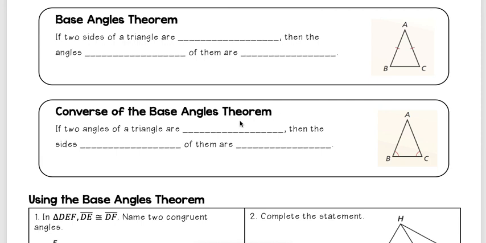Isosceles triangles, we have two theorems that come from those properties. The first one is called the base angles theorem. So remember, those are those angles that have the side as a base, so down here. And that says if two sides of a triangle are congruent, then the angles opposite of them are also congruent.